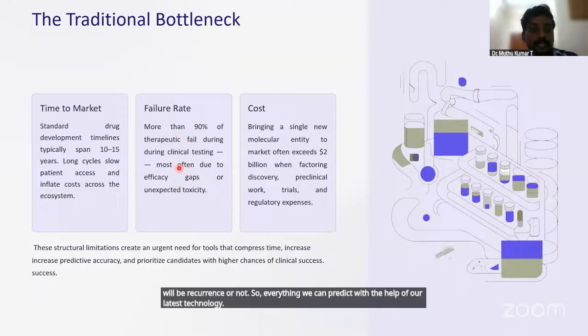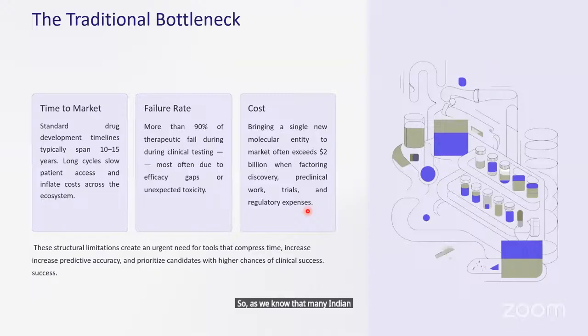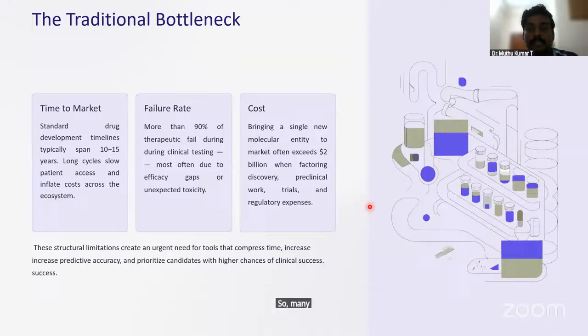This is the second major drawback, the failure rate. And the third major drawback is cost. As we know, many Indian laboratories lack funding. That is one of the major drawbacks we are facing today.